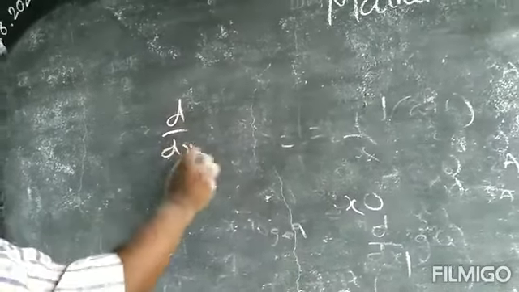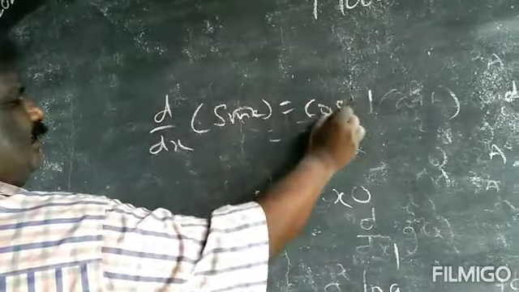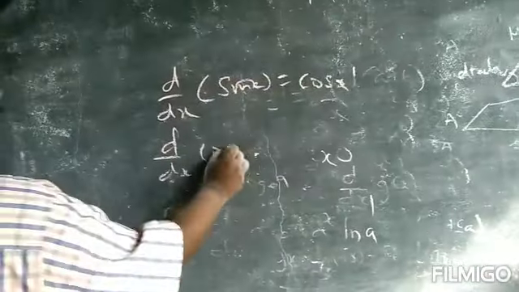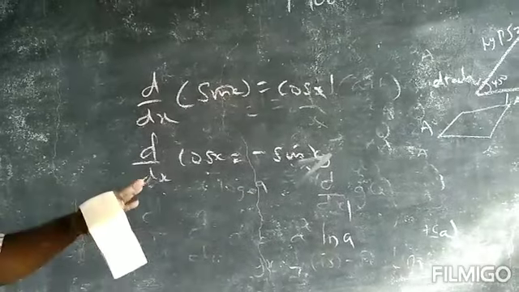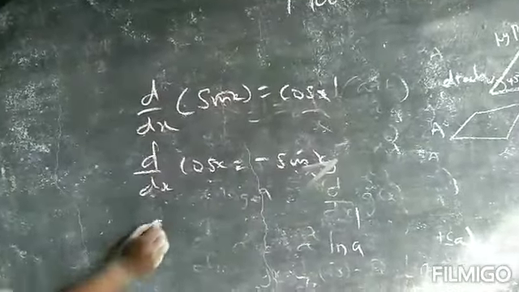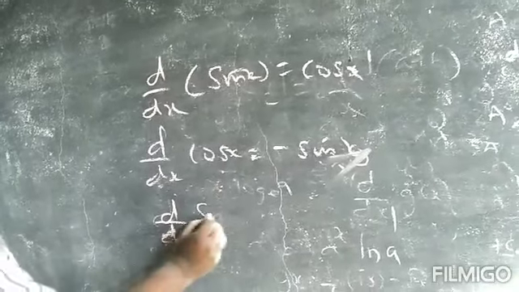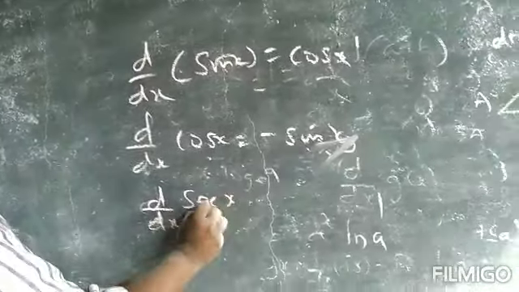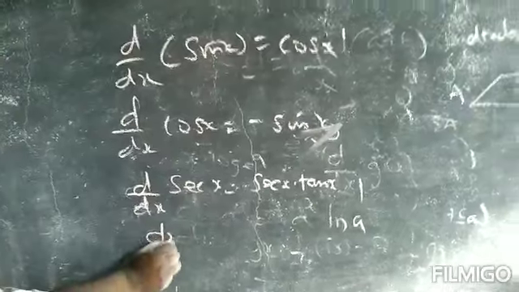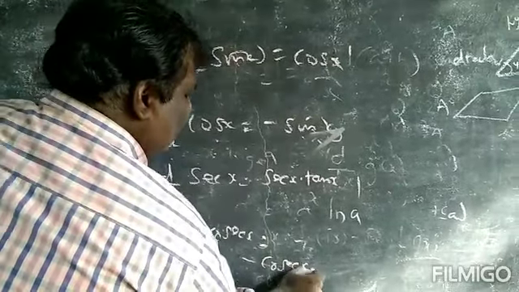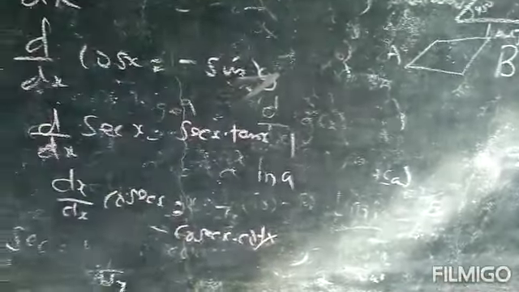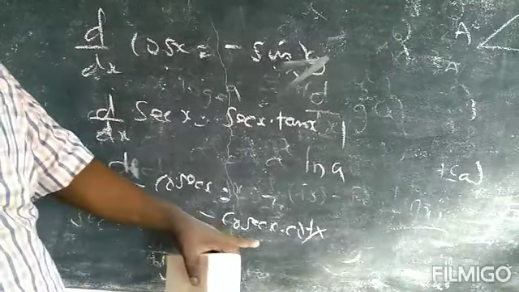Now the most important formulas: d/dx of sin x is equal to cos x. d/dx of cos x is equal to minus sin x. d/dx of secant x is equal to secant x tan x. d/dx of cosecant x is equal to minus cosecant x cot x.